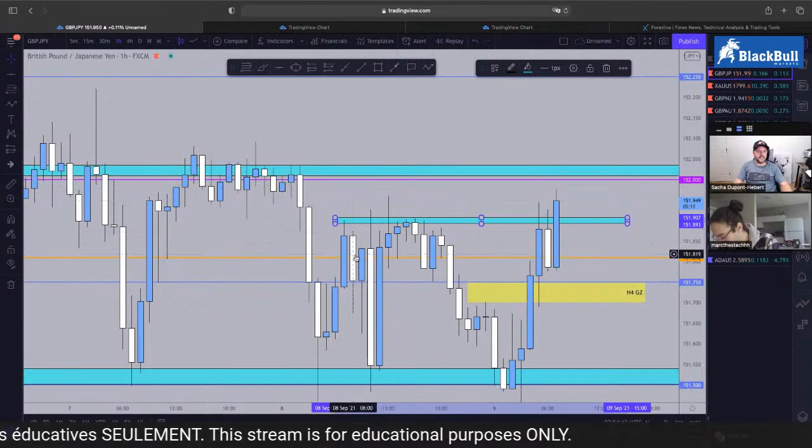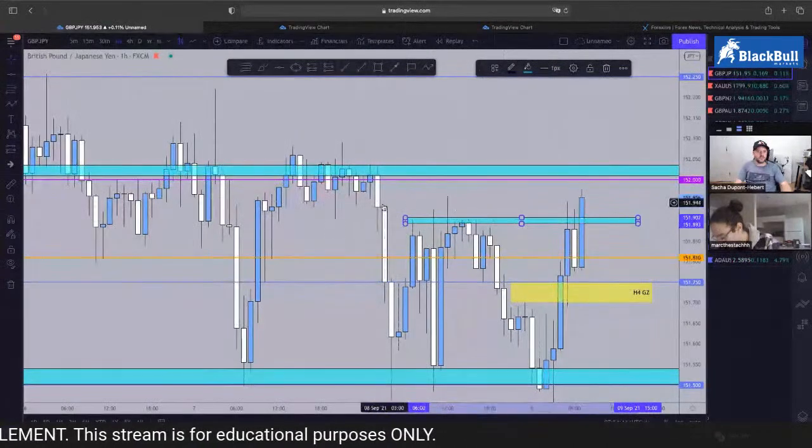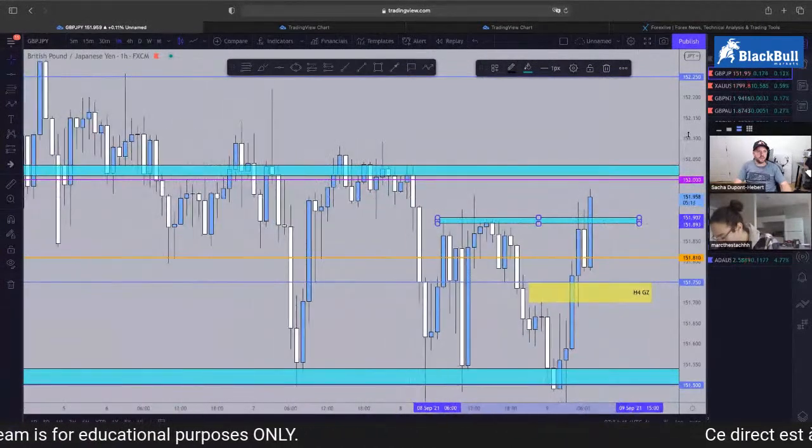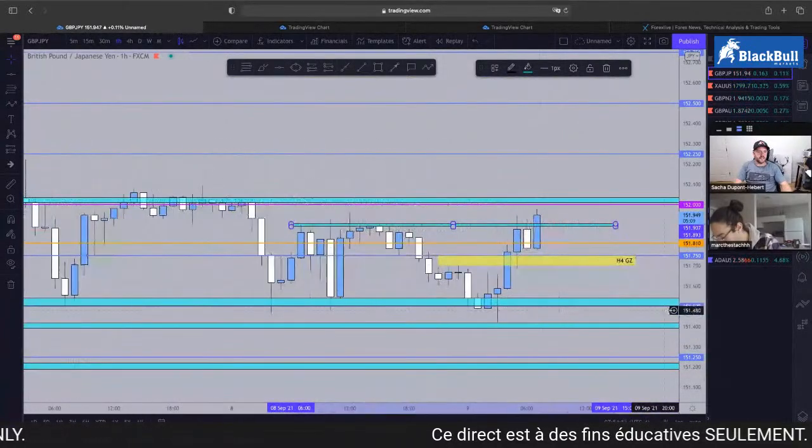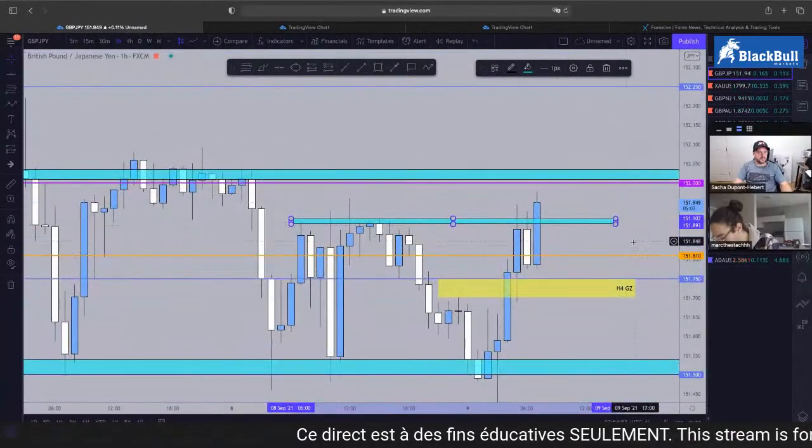But when you're in a mess like this, right? If you look at this huge rectangle, we're just playing in that range, right? So you've got to be extra careful.